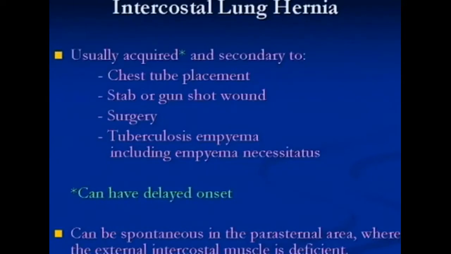Okay, these are the most common. These are the ones that I see maybe 2 or 3 times a year. Okay, the intercostal lung or thoracic lung hernias. They're usually due to prior something: chest tube, surgery, stab wound, gunshot wound, whatever, with or without a reason to have increased intrathoracic pressure. They're rarely spontaneous.